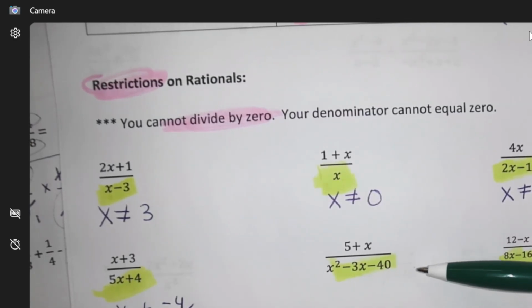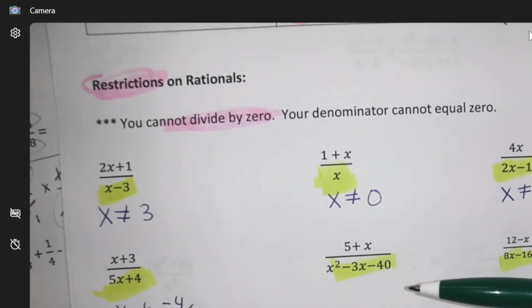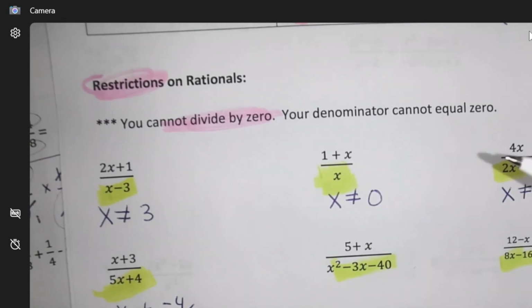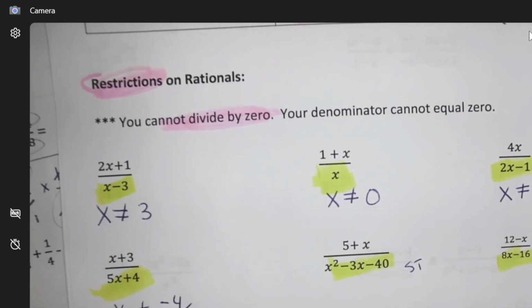Okay, so this one, I'm actually going to do some kind of math work before I answer it. What kind of math work would you do to this? You would do some simple trinomial stuff.